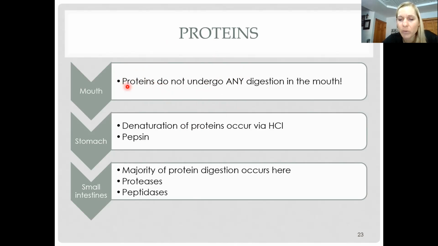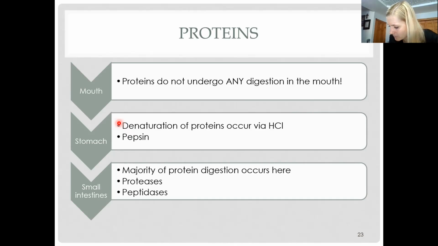Then those protein molecules are going to be transported through the esophagus into the stomach. And in the stomach, I'm going to do a couple things. One thing I'm going to do is denaturation, and I'm also going to start the breakdown of the molecules themselves. So denaturation of protein is going to occur through the use of that hydrochloric acid that we mentioned when we talked about carbohydrates. Let's talk about what denaturation means.